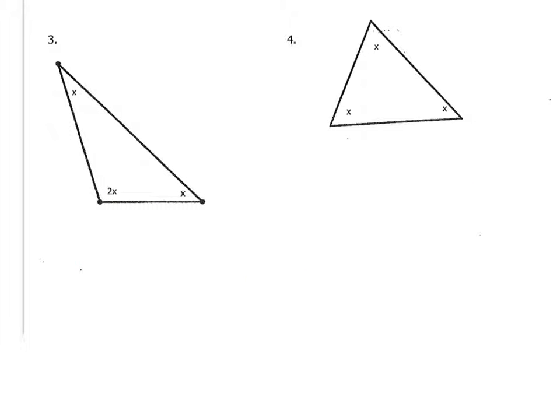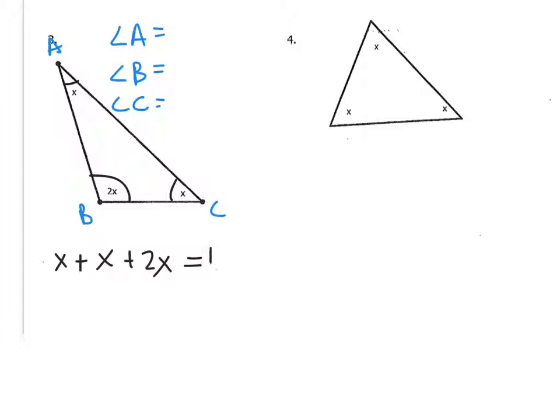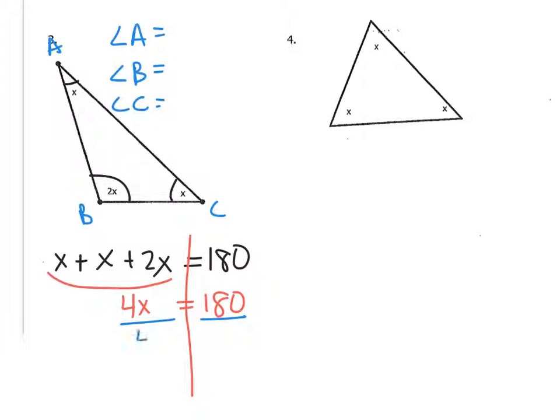We can also use it in more complex equations like this one. Let's say that I name this A, B, and C, and my goal is to find each of these angles. The first thing I'm going to do is write the equation. I can take angle x plus angle x plus 2x, and all of that together should add up to 180 degrees. Now if I solve my equation, I add these together, and I get 4x equals 180, and then divide both sides by 4.